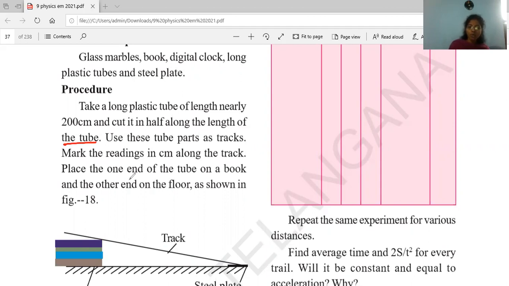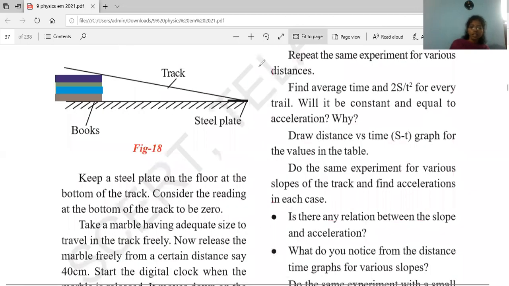We have to place one end of the tube on a book and the other end on the floor. These are the books here. Here, keep a steel plate on the floor. This is the steel plate. On the floor at the bottom of the track, consider the reading at the bottom of the track to be 0.